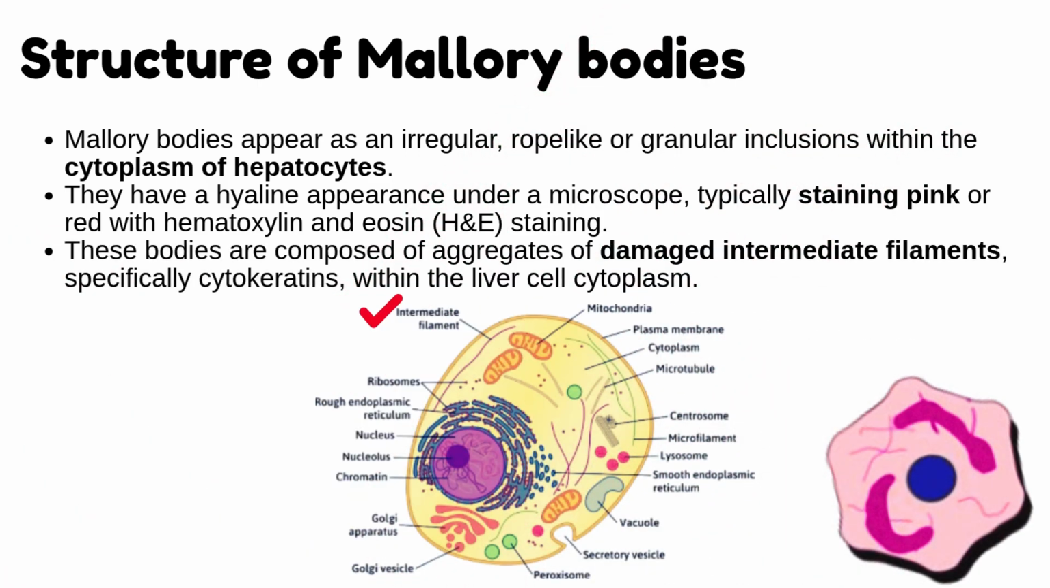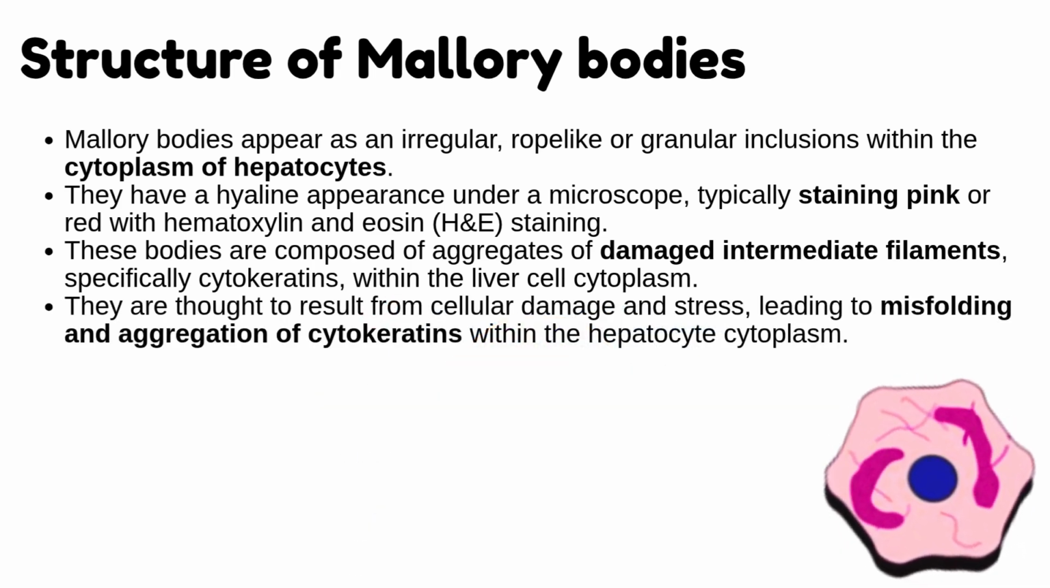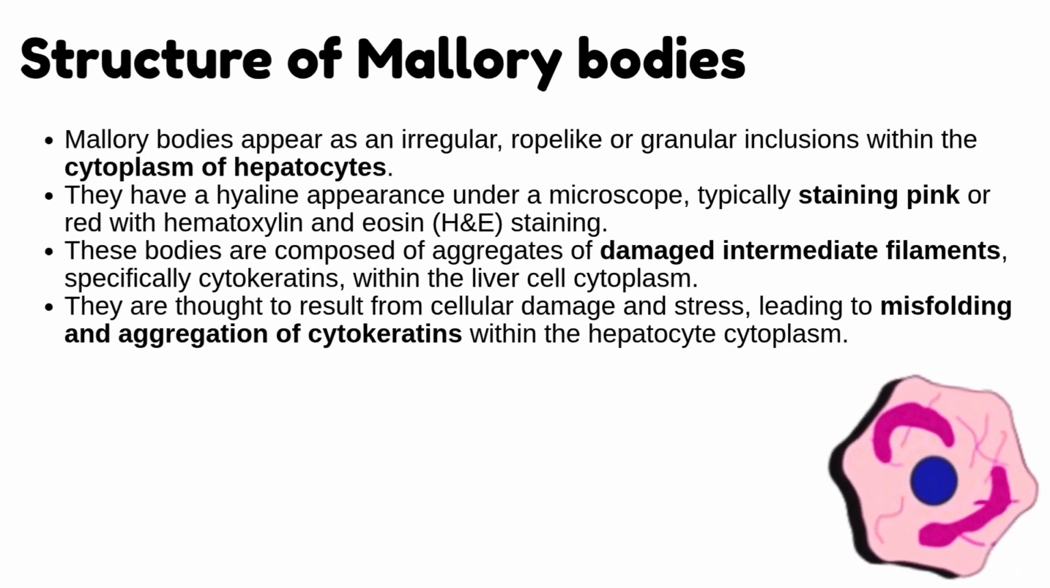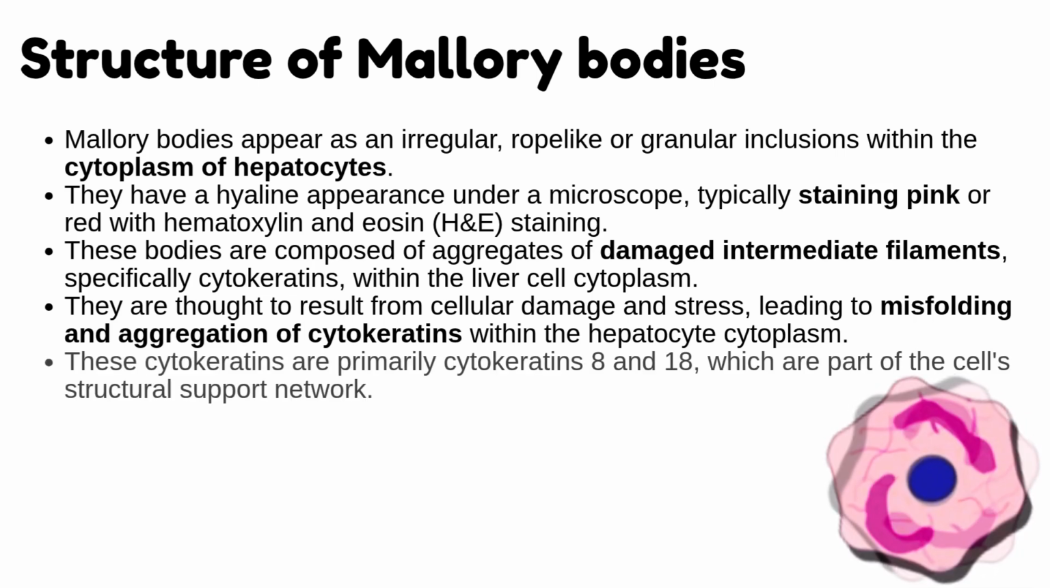These bodies are composed of aggregates of damaged intermediate filaments, specifically cytokeratins, within the liver cell cytoplasm. They are thought to result from cellular damage and stress, leading to misfolding and aggregation of cytokeratins within the hepatocyte cytoplasm. These cytokeratins are primarily cytokeratins 8 and 18, which are part of the cell's structural support network.